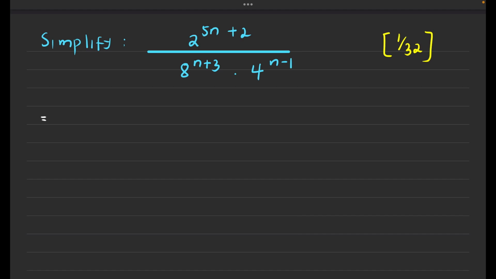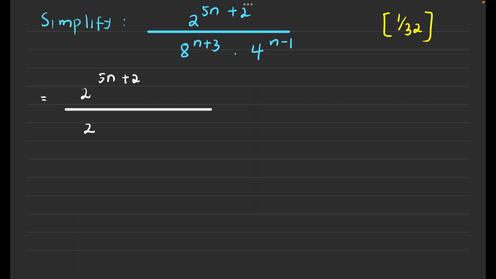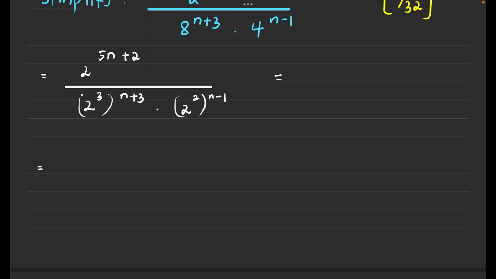The first thing I'm going to do here, I am going to express all the bases as prime numbers, right? So it's going to be 2 to the power of 5n plus 2. Right here, I divide that with what? So 8 here can be expressed as 2 to the power 3. All of that is to the power n plus 3, right? Multiplied by 4. 4 can be expressed as 2 squared. That is to the power what? N minus 1. So it's 2 to the power 5n plus 2. That one remains the same.